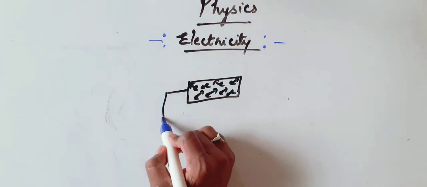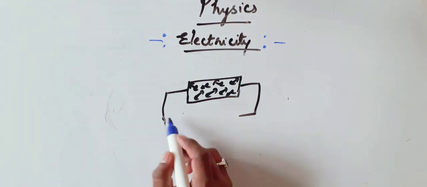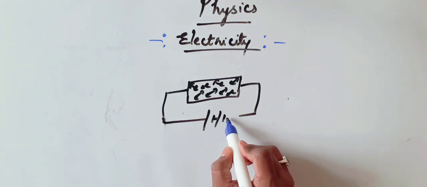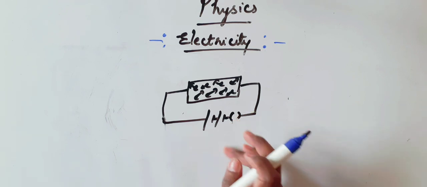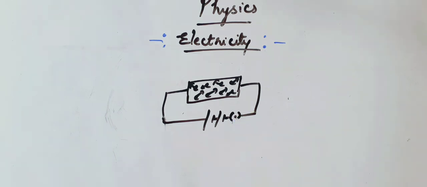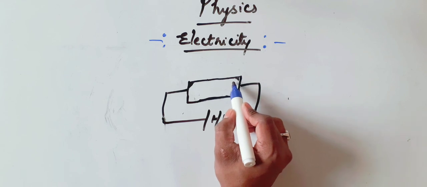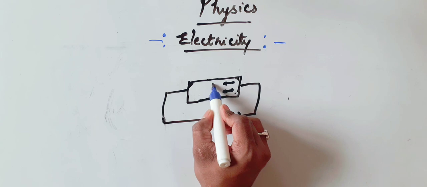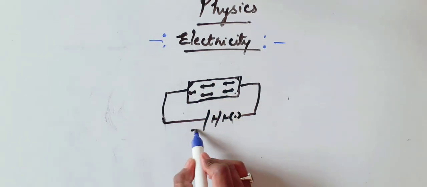When we apply some potential difference on it, let us connect it with a source of electricity, or you can say that with a battery. Okay, and a switch. When you switch on the circuit, then each and every electron will move in a particular direction towards the positive terminal of the battery.